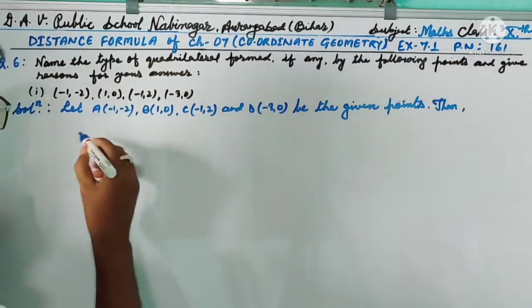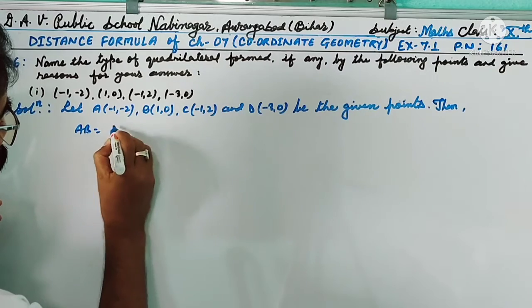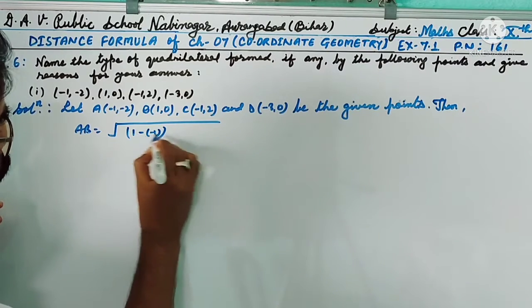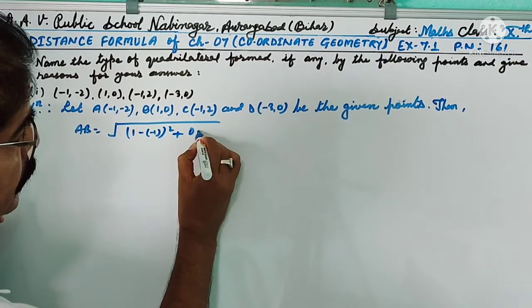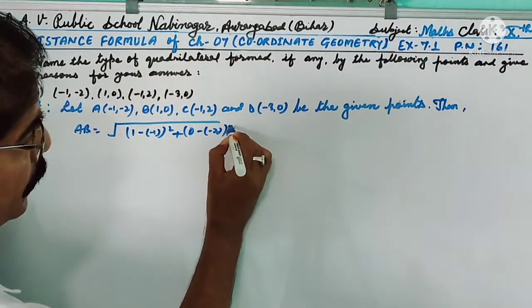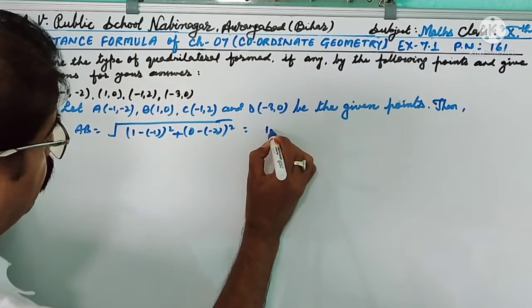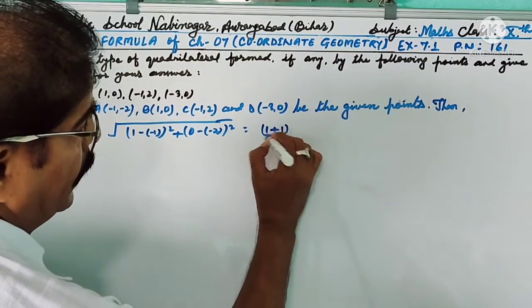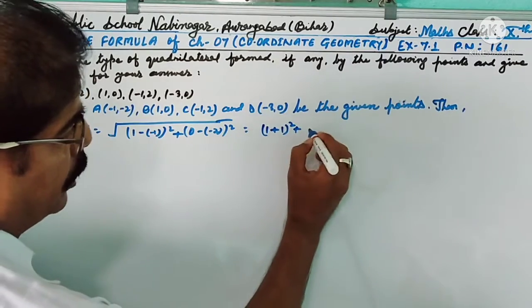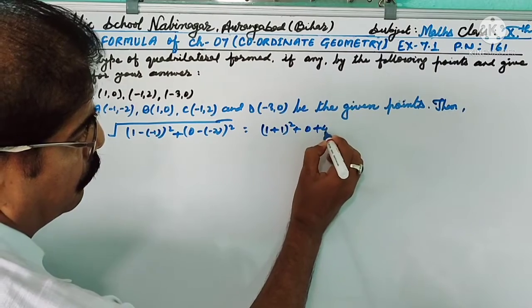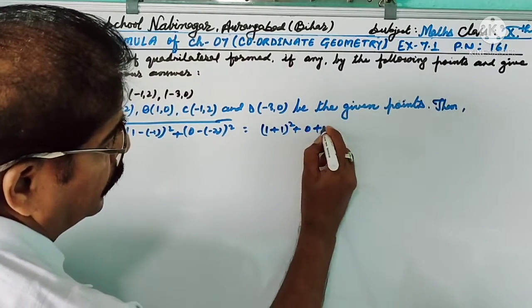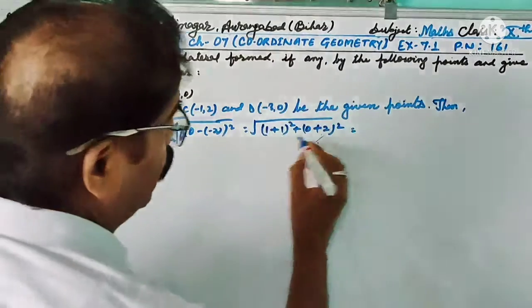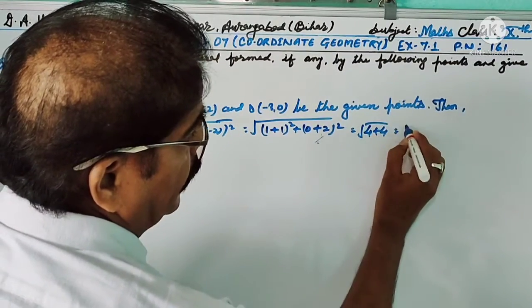Then AB is equal to, by distance formula, square root of (1 minus -1) square plus (0 minus -2) square, which is equal to square root of (1 plus 1) square plus (0 plus 2) square, that is 2 square plus 2 square, 4 plus 4, that is 8.